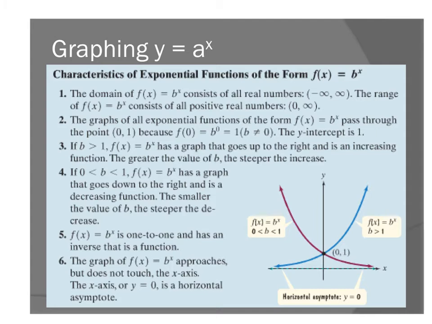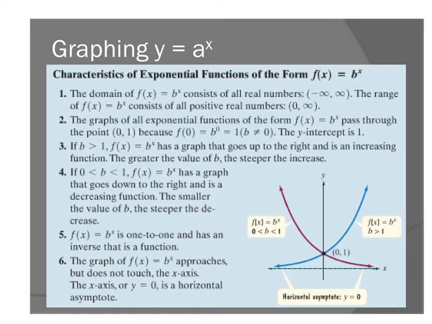Number 2 says the graphs of all exponential functions in the form of f of x equals b to the x pass through the point 0,1. So again, this would be for a parent function. What happens when I plug a 0 into an exponent? Anything raised to the 0 power is what? 1. So without a shift, that parent function is always going to pass through 0,1.